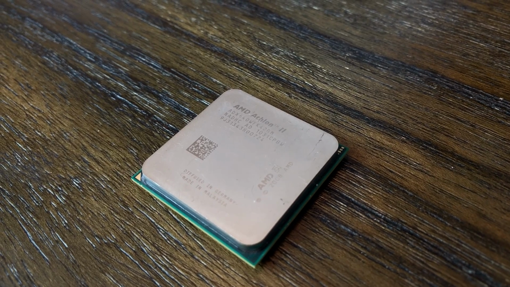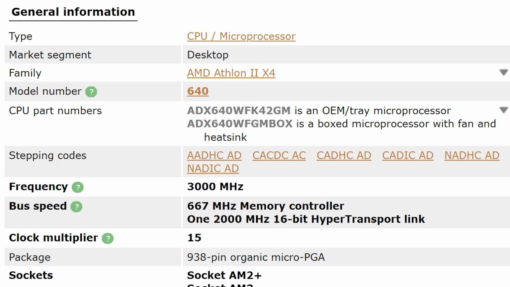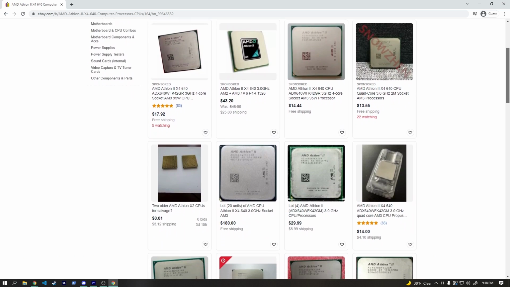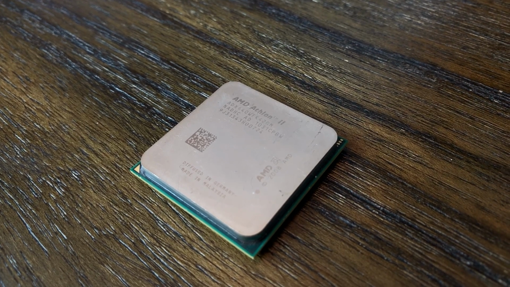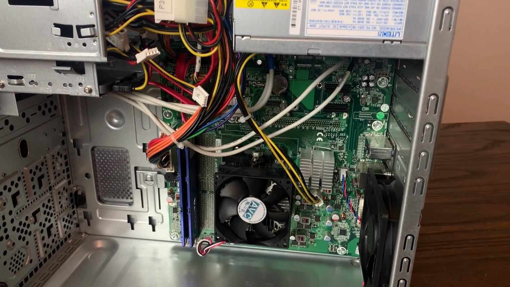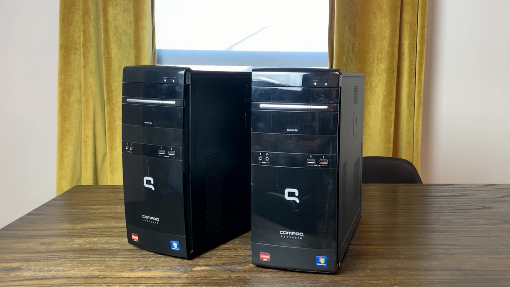These are Athlon II X4 640s. The X4 640 is a quad-core clocked at 3 GHz, and I picked two of these up for about $12 each on eBay. My hope is that with a very small investment, we can add 100 MHz and 2 cores, and hopefully make these machines much more Windows 10 friendly.